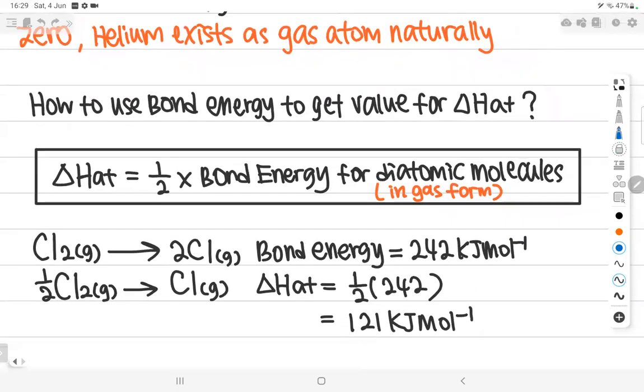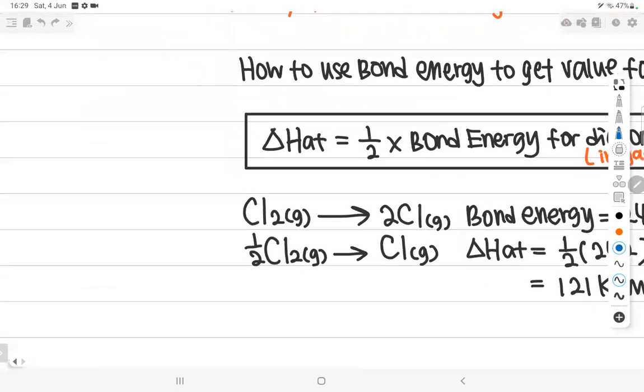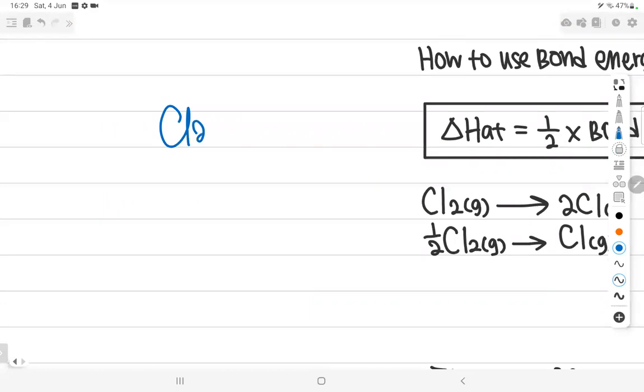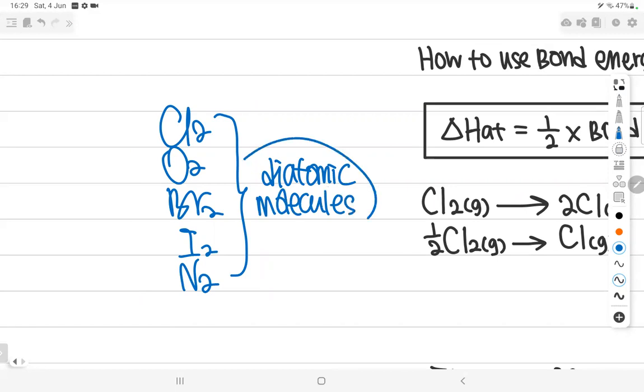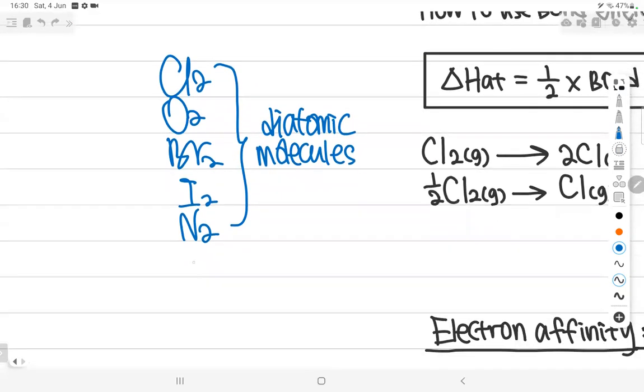What do we mean by diatomic molecule? Any molecule that has two atoms, like Cl2, O2, Br2, I2, N2. All these molecules are made of two atoms, so we call them diatomic molecules. Only when you have a diatomic molecule do you take their bond energy. You can find the bond energy in the data booklet. For the latest version, they might not give you the data booklet in the exam.